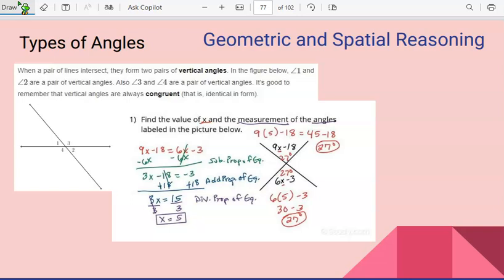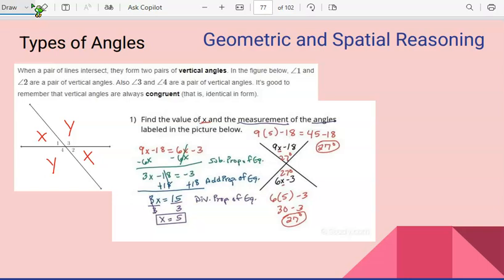That basically means that angle 1 and angle 2 are the same number, and angle 3 and angle 4 are the same number. Here's an example. Find the value of x and the measurement of the angles labeled in the picture below. We have 9x minus 18 and 6x minus 3. Set them equal to each other. Solve for x. You get x equals 5.